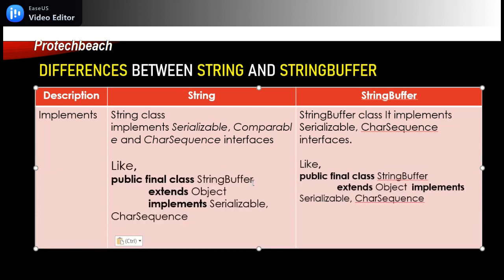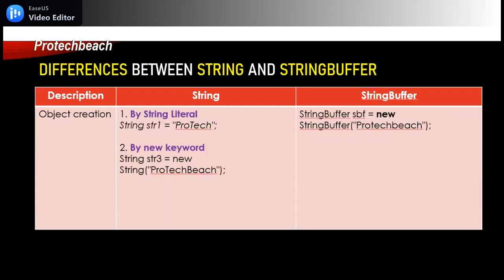So the String class is available. Let me delete this. There's a String class. Similarly Comparable, and one more I'm going to add here regarding Serializable, Comparable and CharSequence. These are the interfaces, meaning String implements these interfaces. Okay. So the last difference will be the object creation.